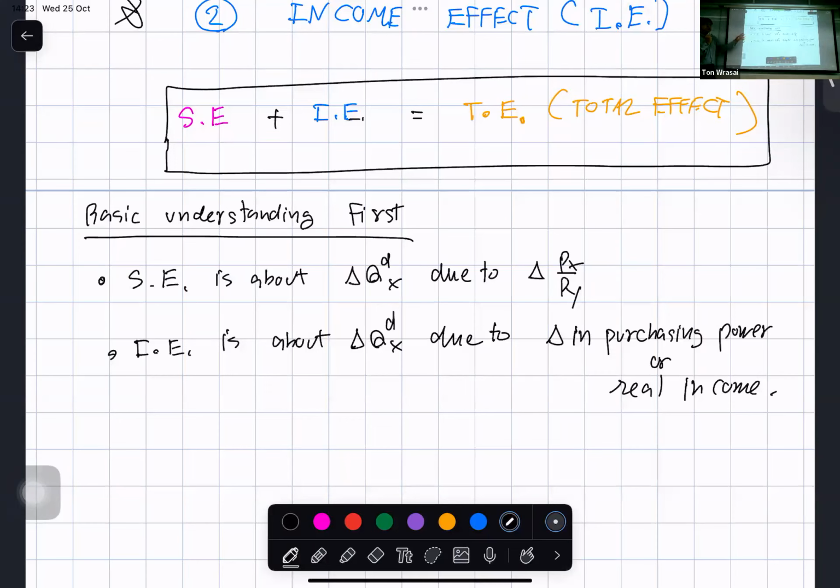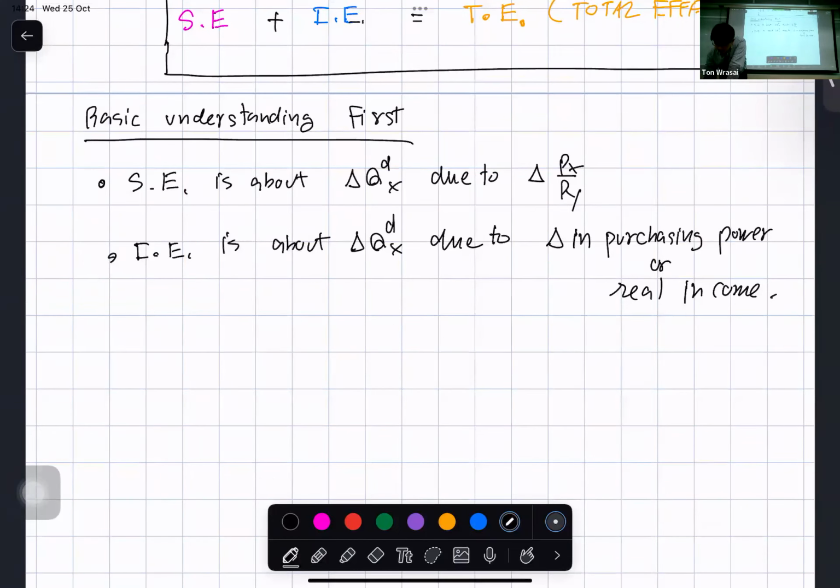Another reason that pushed him to buy less of pizza too is when X becomes more expensive, it reduces his purchasing power. He feels poorer. How? Like this. Example, use the previous example.